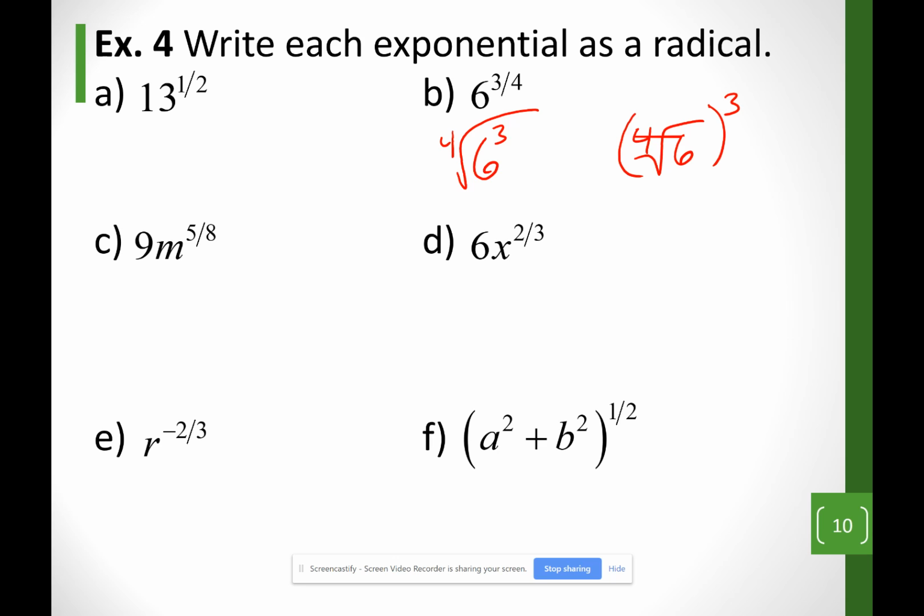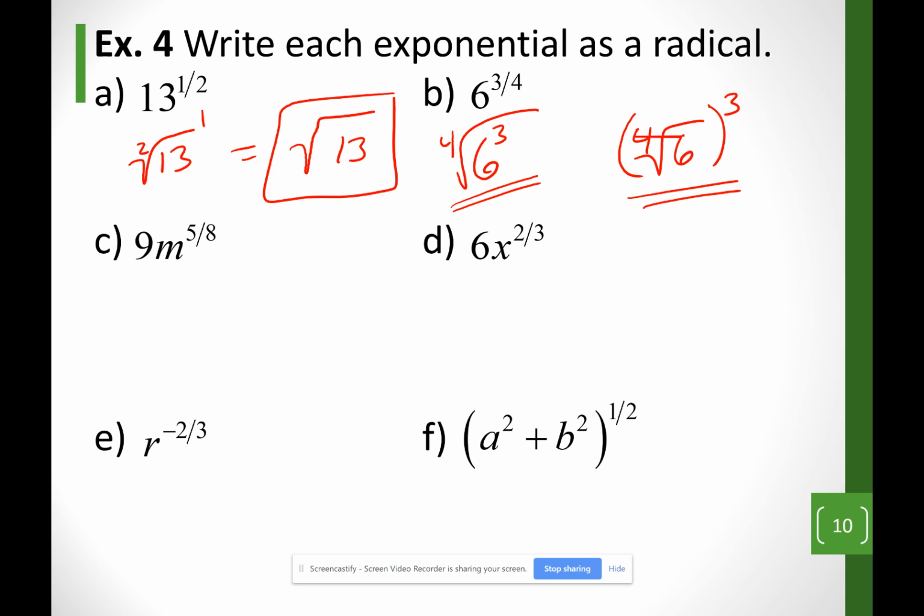You will be asked specifically for which one. Now, if it says do the root first, that's my second example. If it says do the exponent first, that's the first example. Now here, for example A, I can say the second root of 13 all to the 1, which we know that when we do a square root, that's already base 2, and then exponent to the 1, we don't have to write. So I'm just going to call that radical 13.